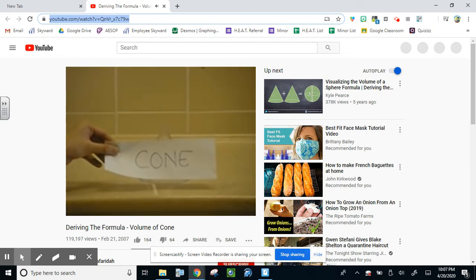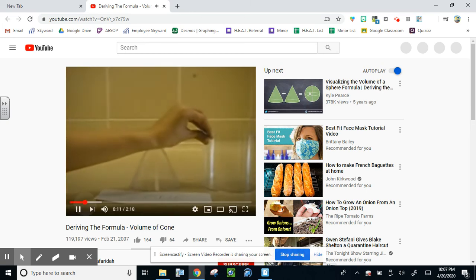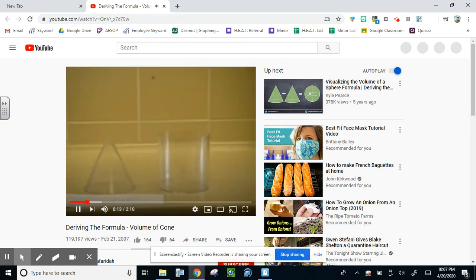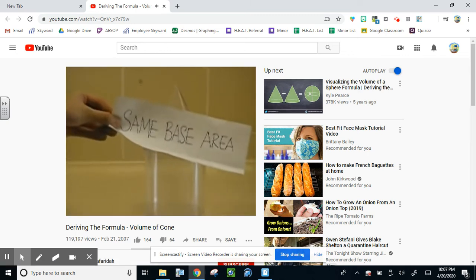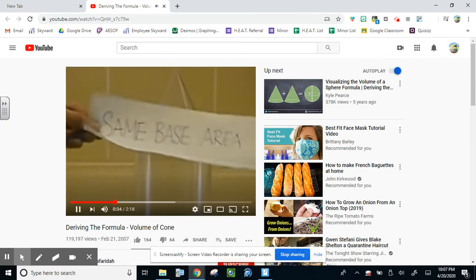So here we have our cone, and we are going to skip ahead a little bit because we've already discussed this. There we have a cylinder that is the same base area, has the same circle and the same height. We can see that. Trying to skip ahead, there we go, same base area. And we can see here they have the same height.